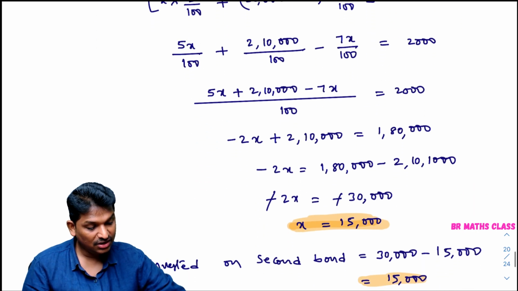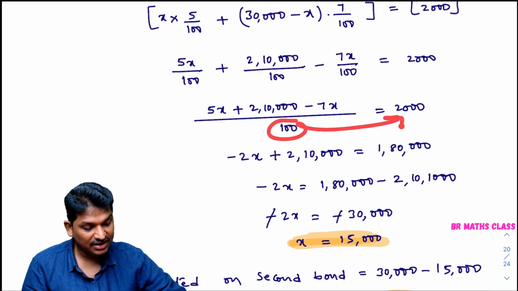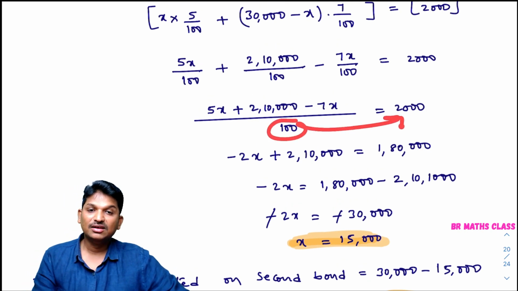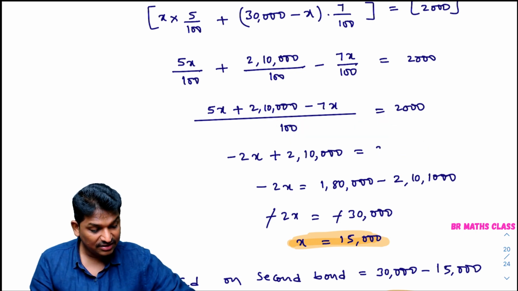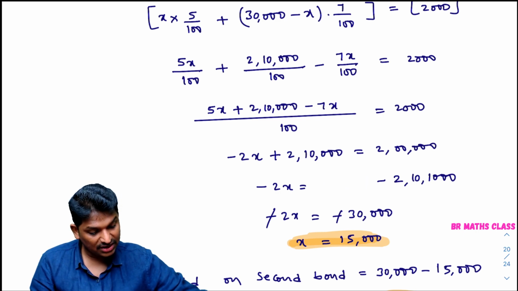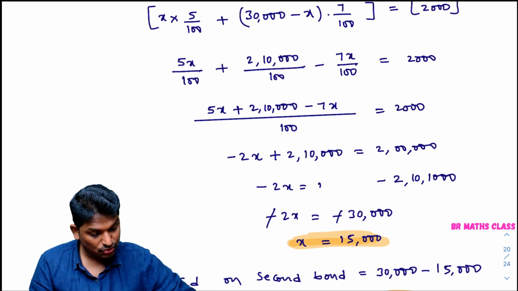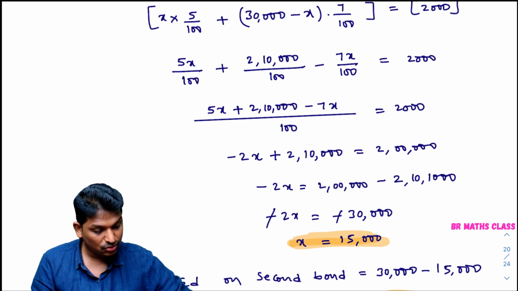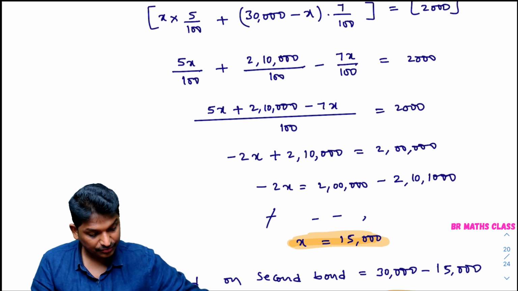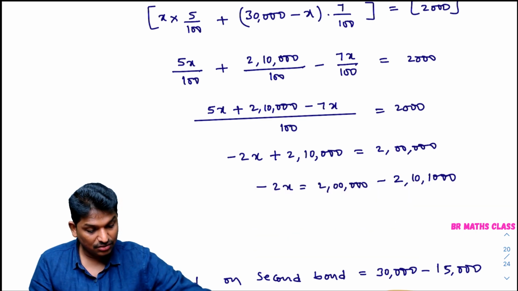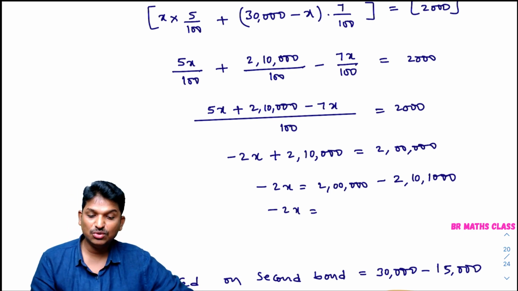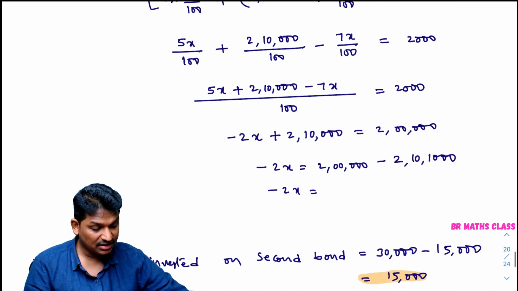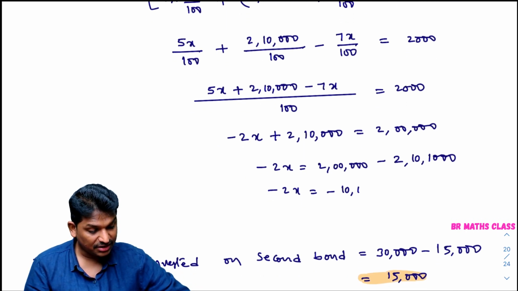Right? Now you see, you take this 100 to this side, then what it will become? Then it will become 2 lakh. This simple simplification, 2 lakh. This is what you will get here. 2 lakh minus 2,10,000. Okay. So what you will get, minus 2x equal to 2 lakh minus 2,10,000 is what? That is minus 10,000.